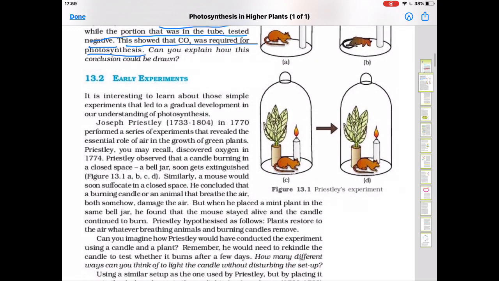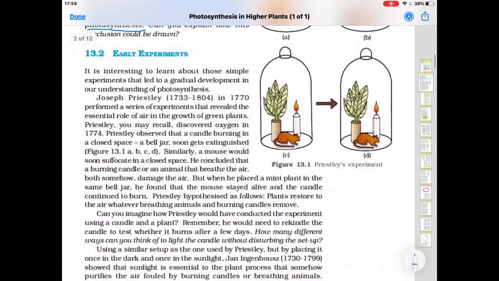Early experiments. Joseph Priestley in 1770 performed a series of experiments that revealed the essential role of air in the growth of green plants. Priestley discovered oxygen in 1774. Priestley observed that a candle burning in a closed space, a bell jar, soon gets extinguished. Similarly, a mouse would soon suffocate in a closed space.